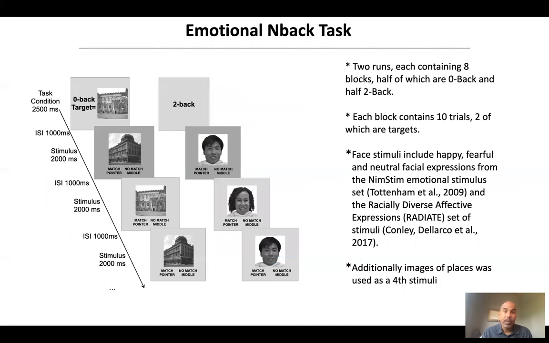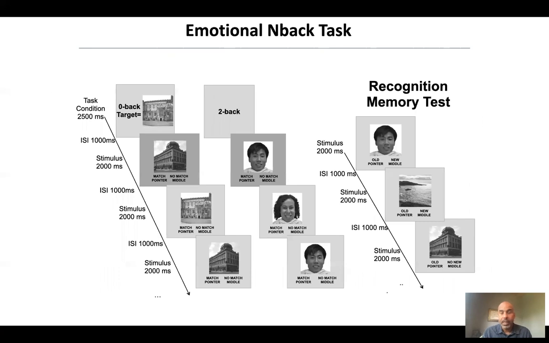And then the third task is the emotional n-back task. There are 2 runs, each containing 8 blocks, half of which are 0-back and half are 2-back. Each block contains 10 trials, 2 of which are targets. The face stimuli include happy, fearful, and neutral facial expressions from NIMSTIM, and a different set of racially diverse affective expressions. There are additional images of places used as a fourth stimulus. And then again, post-scan, there's a recognition memory test.